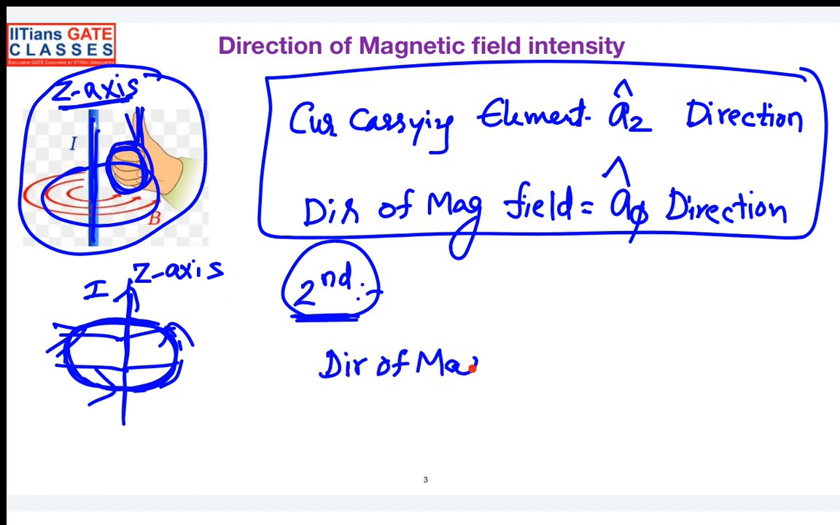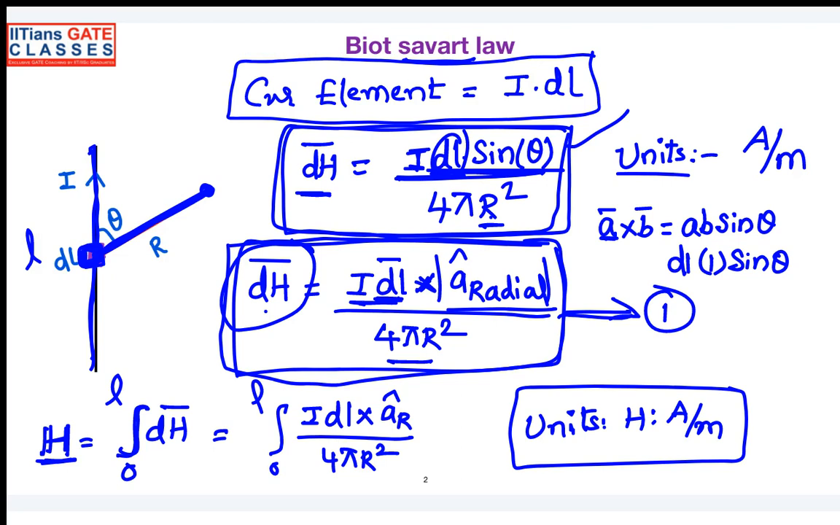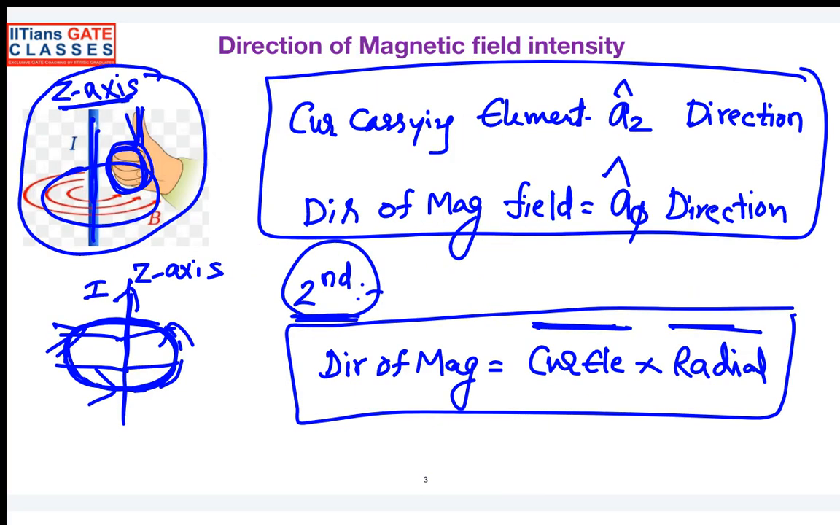The direction of the magnetic field is the cross product of the current element direction into the radial direction. So if you want to find the magnetic field direction, it is the cross product of the current element, in which direction it has been placed, and what the radial direction will be. I was doing the same thing with the Biot-Savart Law itself. When you see the equation, the magnetic field is the cross product of current into radial direction, so I will make use of that definition.